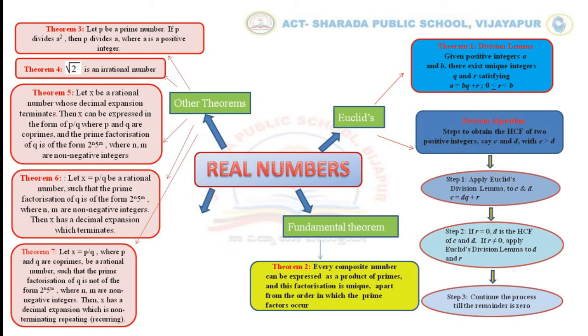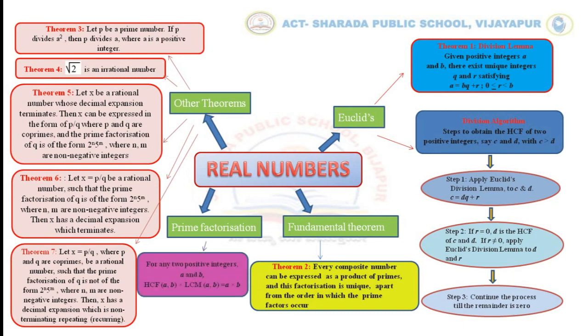Now, we'll go to the last part, that is prime factorization of real numbers. This tells that if a and b are two positive integers, then the product of their HCF and LCM is equal to the product of those numbers. I will repeat: if a and b are two positive integers, then the product of their HCF and LCM is equal to the product of those numbers.